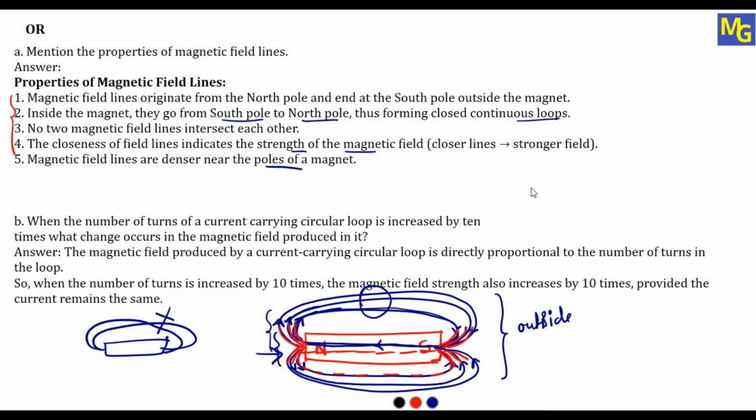Now the next one. When the number of turns of a current carrying circular loop is increased by 10 times, what change occurs in the magnetic field produced in it? See the question they have asked. Let's see the answer.